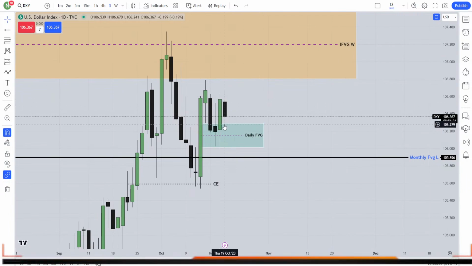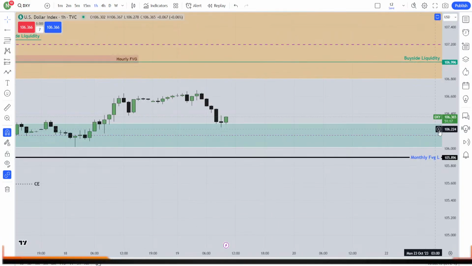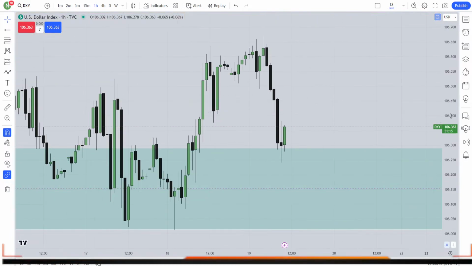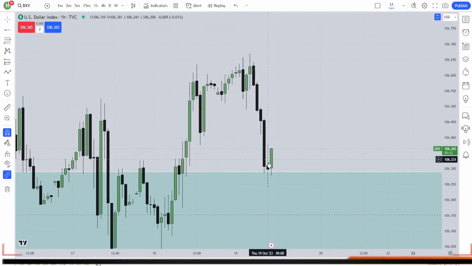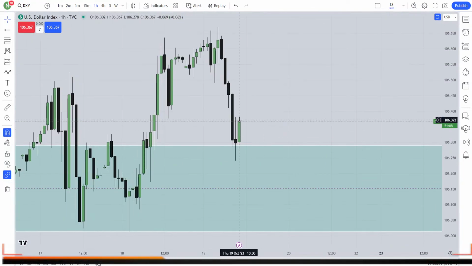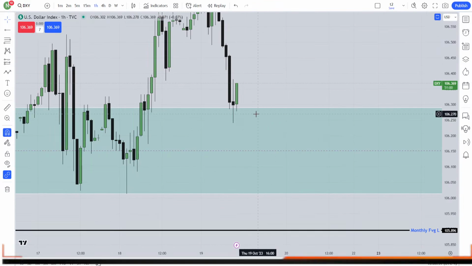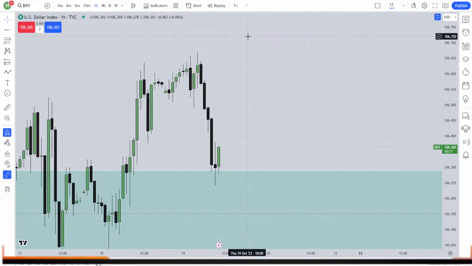So right now it came to the upper level of the daily fair value gap and it should be rejected from there. Okay, I will go to the 1 hour chart. Hi Domino, how are you, brother? So you can see price came here to the upper level of the daily fair value gap, and then this candle is going higher. I really want to see a higher run now. No lower run, but that is my expectation. I want to see the run higher.